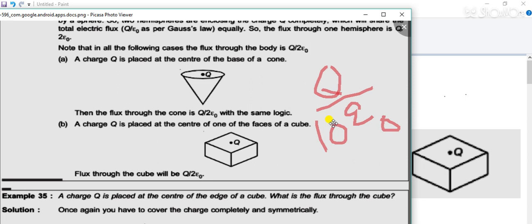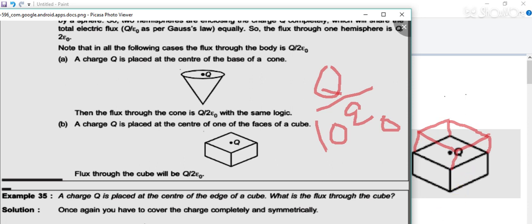So you can use this method also, and firstly you have to complete the symmetry diagram like this one. After completing the symmetry diagram you can understand this question in a better way. So I hope this question is clear to you. It has a total of 10 faces, 5 for the upper cube and 5 for the downward cube, from which the flux is emerging out. And I hope question number 34 is clear to you.